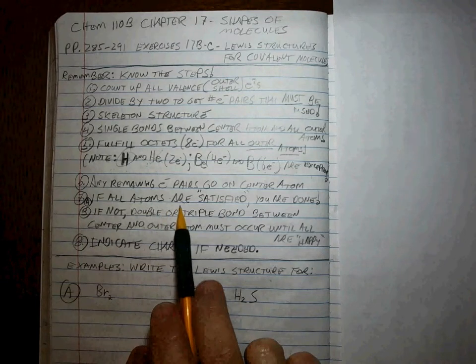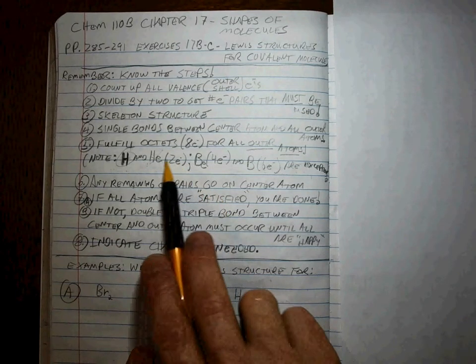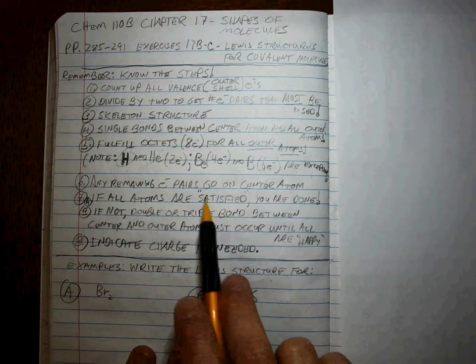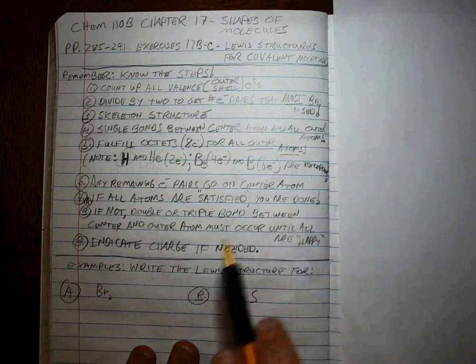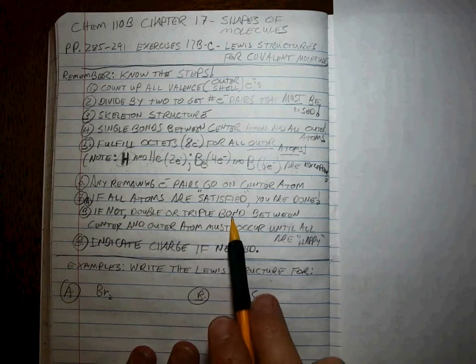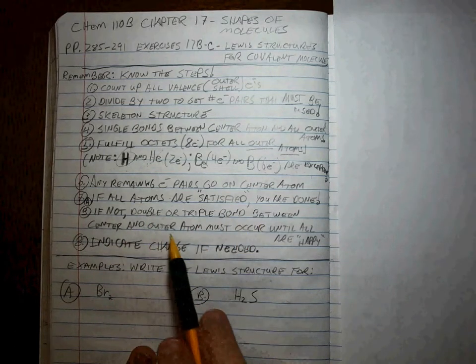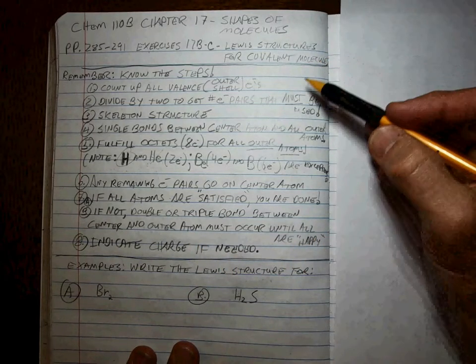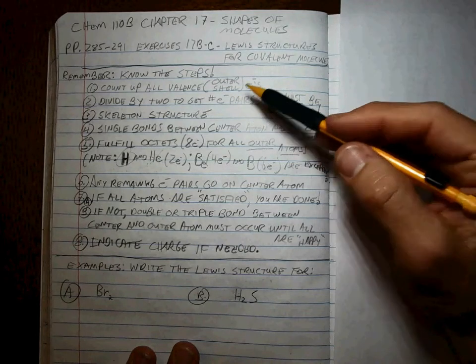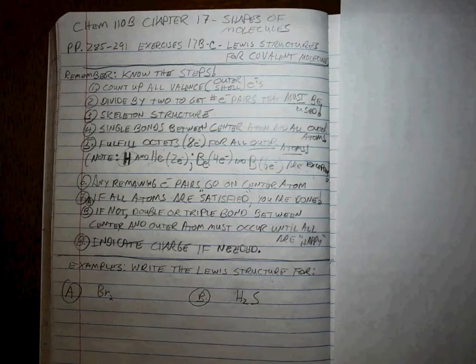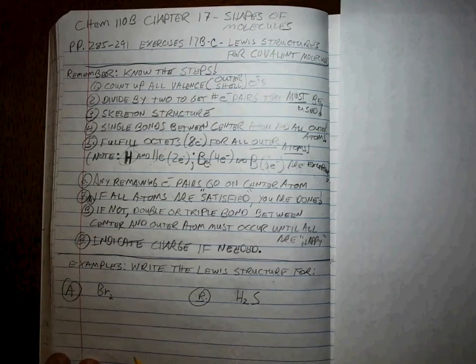And then you have a decision to make. If all the atoms are happy with either 2 or 8 electrons, or satisfy their octets, you are done. That's the right Lewis dot structure. If not, you have to form double or triple bonds between the center and the outer atoms until everybody's happy. Because remember, you must use this exact number of electron pairs, no more, no less. And then finally, if there's a charge on the compound, you have to indicate it. Seems complicated, but it's not so bad when you get started here.